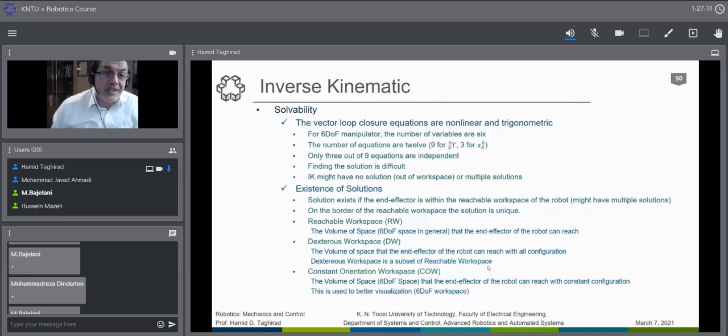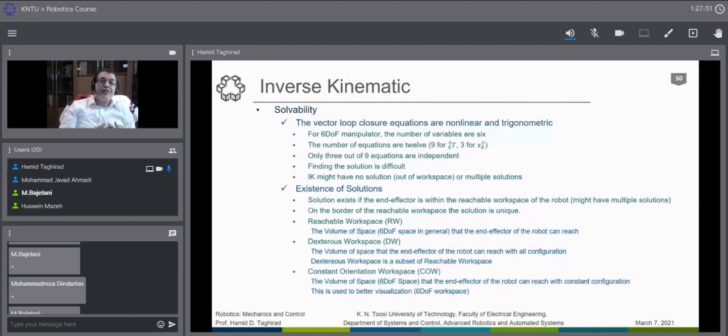We can have some robots with more than 64 solutions to reach a particular point, at least mathematically. This will happen in parallel manipulators. We even have some robots with 1024 solutions to reach a point. Unbelievable. So we call it a solution exists. Here I don't want to go into multiple solutions right now. I will give it to you next session.